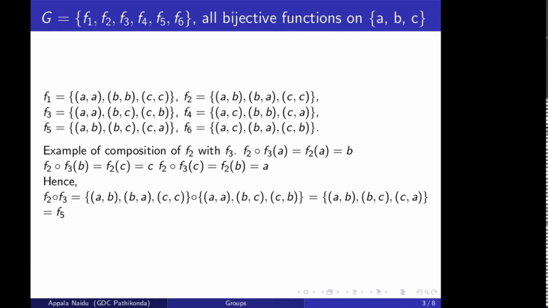Now let us see F2 circle F3 of A. F3 of A is A. So F2 circle F3 of A is F2 of F3 of A, and F3 of A is again A. So this is F2 of A. So what is F2? In F2, A is going to B. So F2 of A is B. So F2 circle F3 of A will be B.